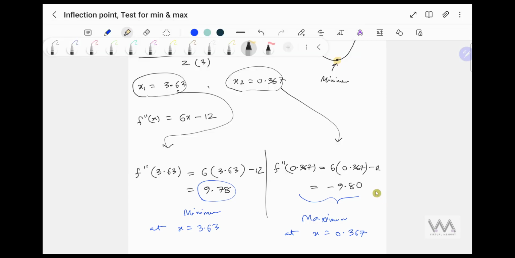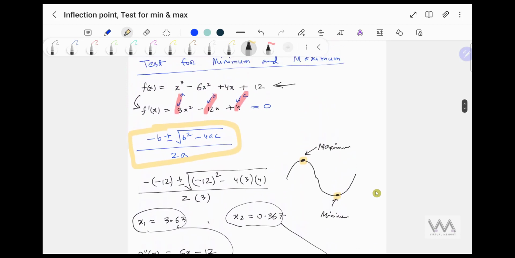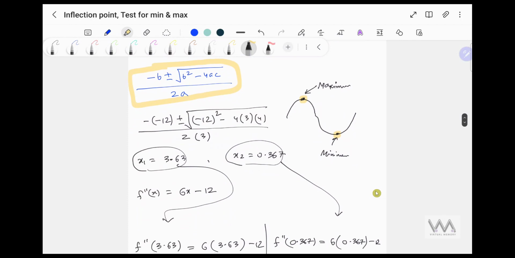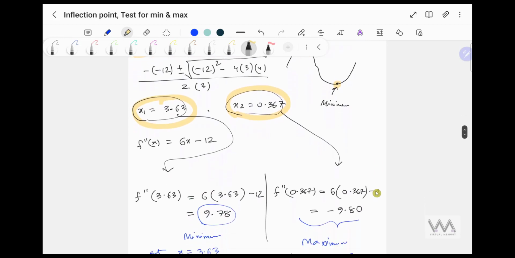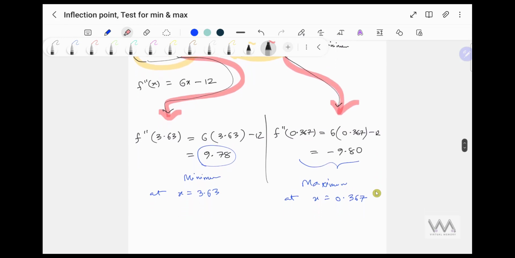So just to recap, if you have an equation of a curve given, let's say you have this equation given. First you find the first derivative, you set it to 0 and solve for x, for which the first derivative is 0. We found two values of x for which the first derivative is 0. Then for those values of x, you find the value of the second derivative. If the value is greater than 0, it's a minimum. If the value is smaller than 0, it's a maximum.